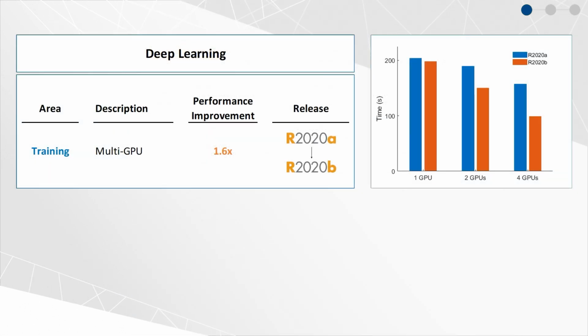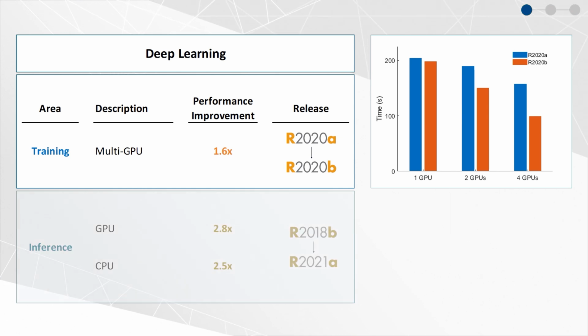Deep learning is a specific area where performance is critical, and things continue to get faster there as well. Network training had a 1.6x improvement when using multiple GPUs, and inference got between 2.5 and almost 3 times faster for CPU and GPU hardware, respectively.